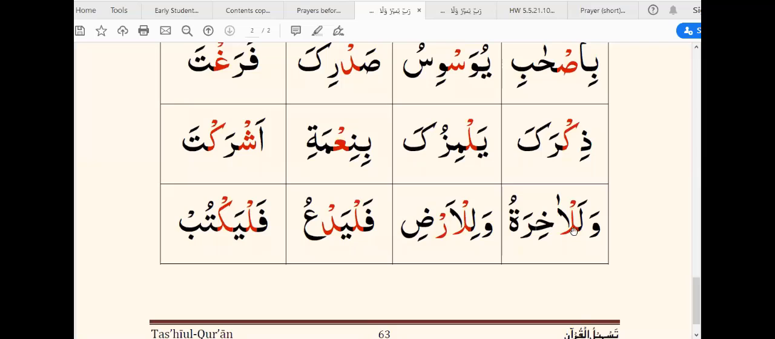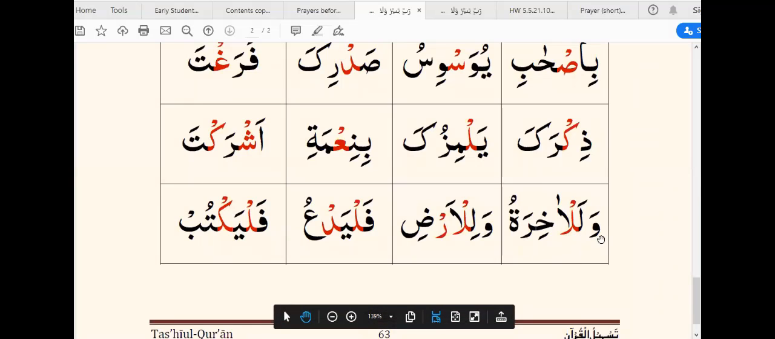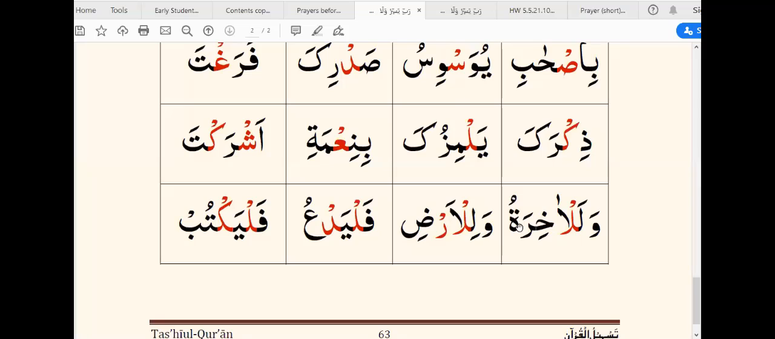Over here we have letter Lam with a sukoon, and before that we have letter Lam with a fatha. So we're going to join Lam with Lam. Lal. So we're going to join all the words together. Walal. Akhiratu. Well done. Just remember we have a vertical fatha, so we're going to prolong it for 2 seconds. Walal akhiratu.